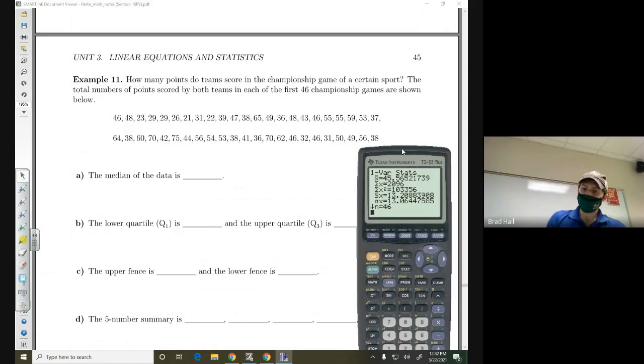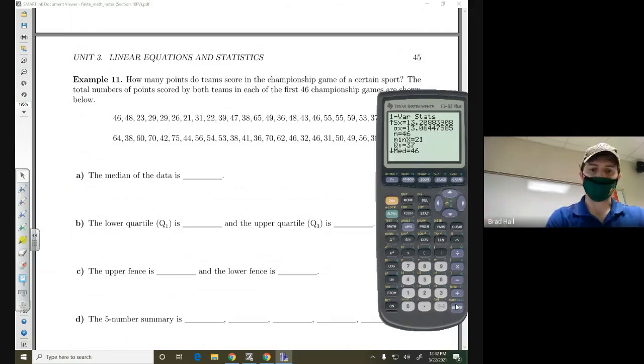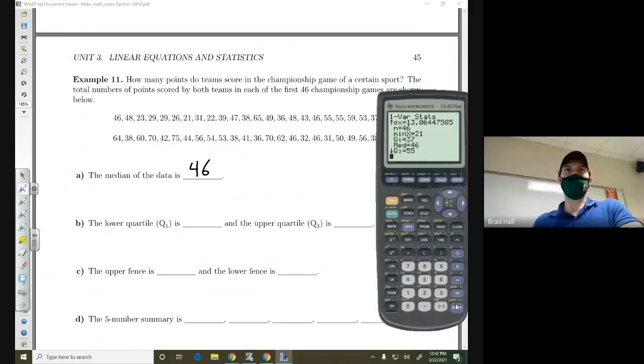And let's figure out the median. With the median, just scroll down a little bit. And I got 46. I'm guessing everybody else got 46. Remember, the median is just MED. And they also tell us the quartiles. So notice the one variable statistics is a command that also gives us the quartiles. Q1, it says is 37. And Q3 says 55. The calculator gives us those directly. It's adjacent to the median value in the calculator.